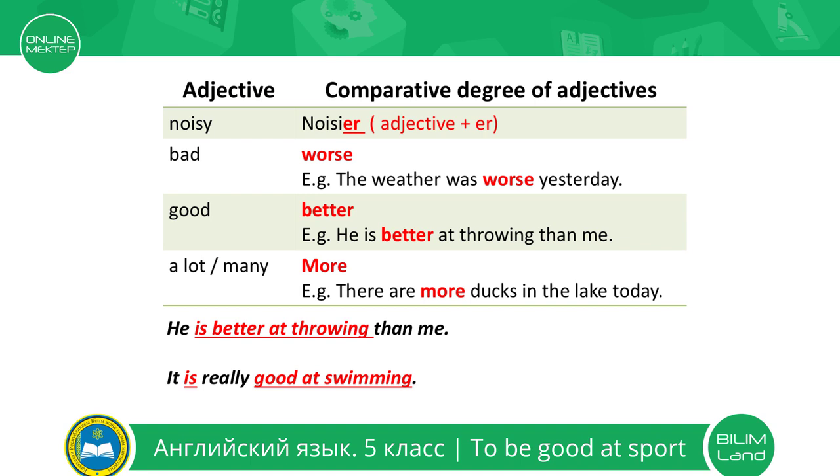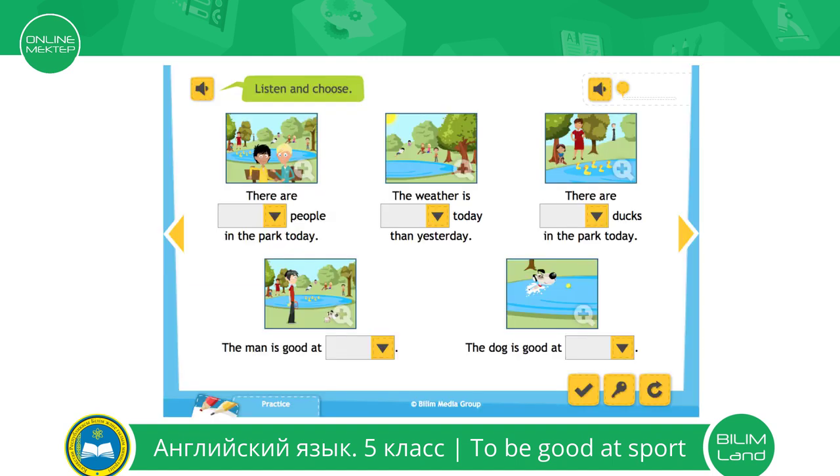Now I want you to pay attention to the use of these phrases. He is better at throwing than me. It means he is good at throwing. Second example. It is really good at swimming. It means that the dog is really good at swimming. Very good. Now listen to the instructions carefully.